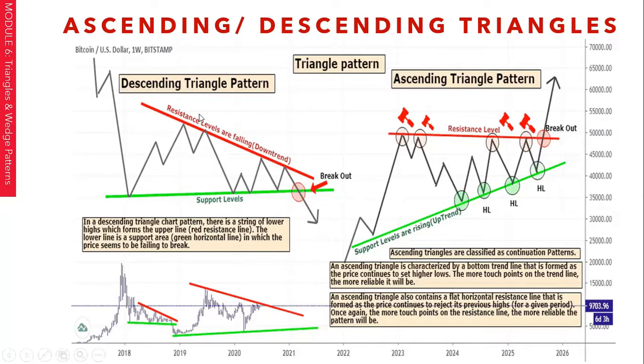So yes, in a descending triangle, you see lower highs being formed at a very strong support level, which is finally broken. In an ascending triangle, you find higher lows with a very strong resistance level that is finally broken out. So this signifies a potential breakdown of price. This signifies a potential breakout of price to the upside. So ascending triangles are classified as continuation patterns. So these triangles are classified as continuation. So this was a downtrend, we are continuing down. This is an uptrend, we are continuing up.